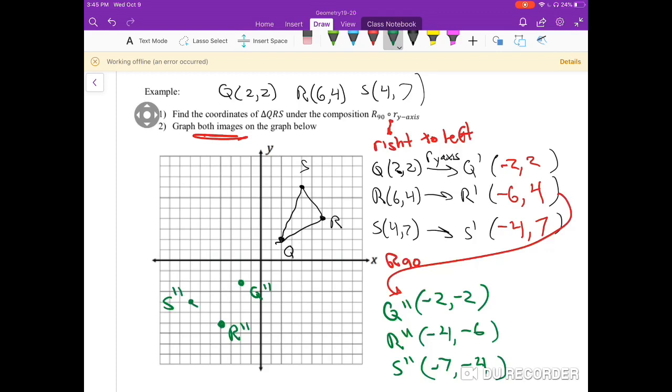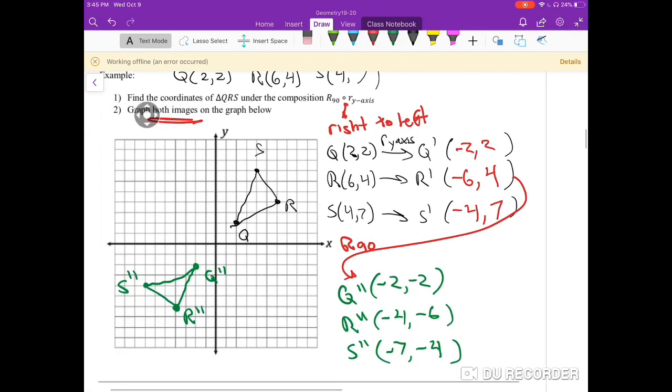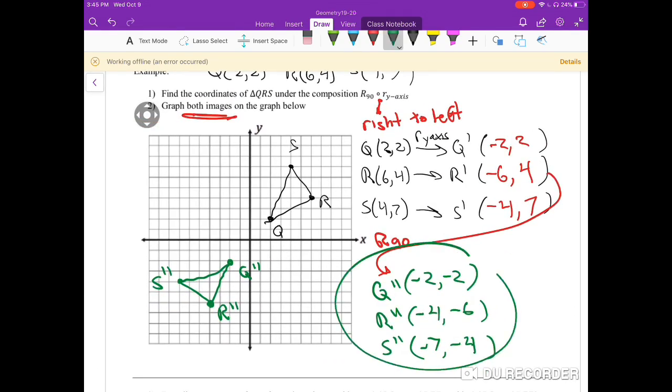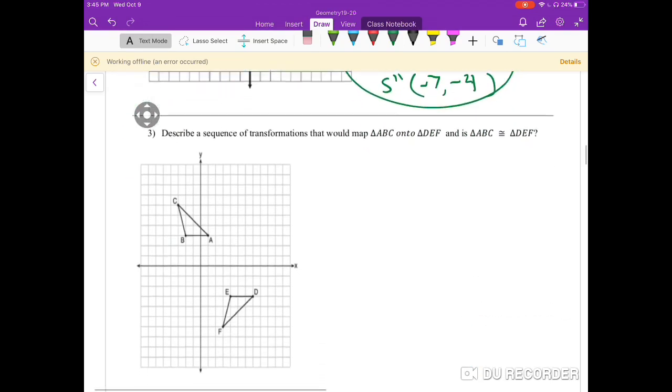And we have S double prime right here. So that would be after the composition. We did the reflection over the y-axis here, then we did the rotation of 90 down here. All right. That's it. Make sure you list out the coordinates. Okay, and make sure you graph the image. That's what's really important.